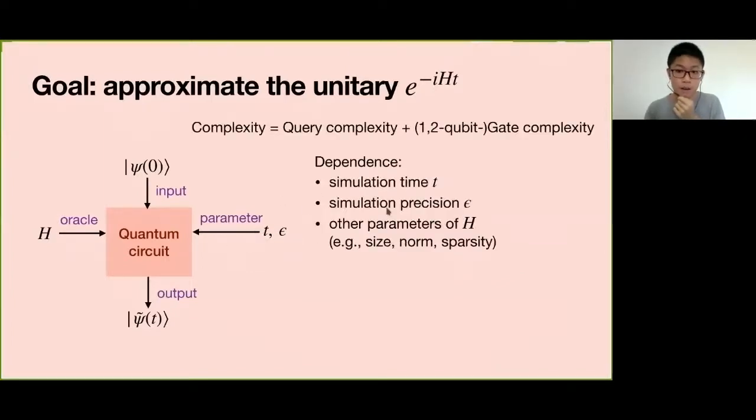The evolution time is given by the parameter t. Following the conventions in previous work, the Hamiltonian is input into the system by an oracle that accesses the Hamiltonian. There might be many different kinds of oracles, as we will specify later. The total complexity of these quantum simulation algorithms will depend on the simulation time t, the simulation precision epsilon, and other parameters of H, including the size of H, that is the number of qubits it acts on. As in many other algorithms, the complexity consists of query complexity and gate complexity, where the query complexity is the number of calls to the oracle that accesses H, and the gate complexity is the additional gates used in this quantum algorithm.